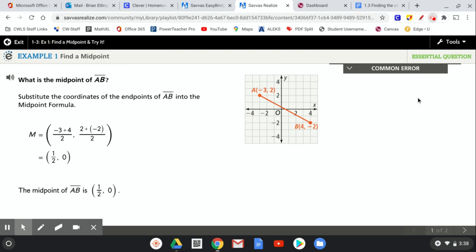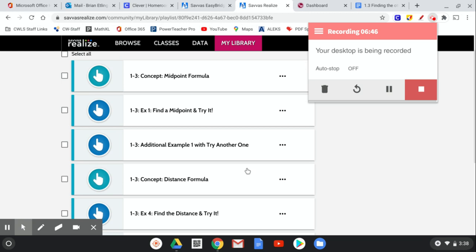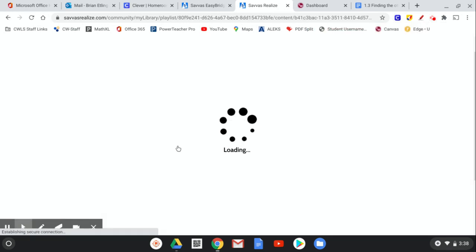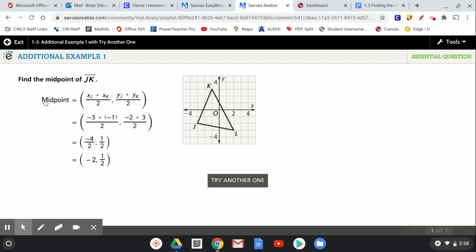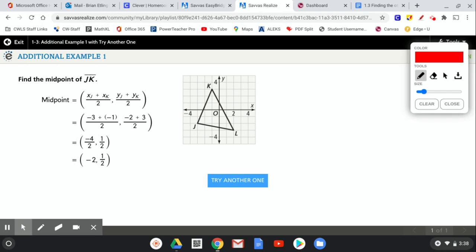All right, so we're going to go back to the home screen here. We're going to do the additional example, and we'll try another one. For this one, they say find the midpoint of JK. This time it doesn't give us the coordinates, so I'm going to help you set this one up and solve it. I just want to explain something with the solution, how they have this funky xj and xk. That's just referring to the x and y coordinates for points J and K.